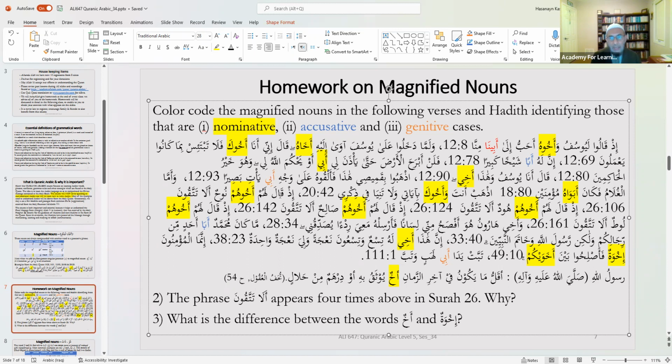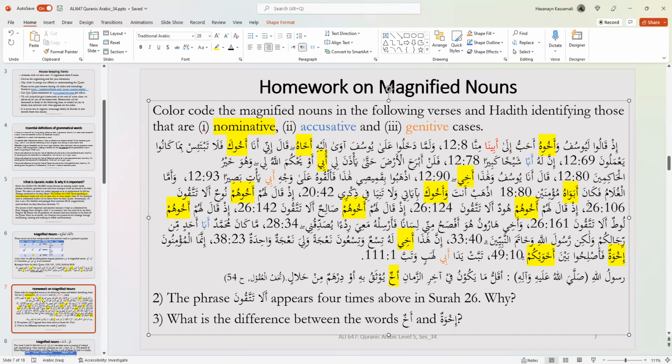Amma al-ghulamu fakana abawahu mu'minayn. Amma al-ghulamu fakana abawahu mu'minayn. So this abawahu, okay, first of all, you know what is abawahu? Anybody know the meaning of abawahu? What is the meaning of abawahu here? Why is there silence here?